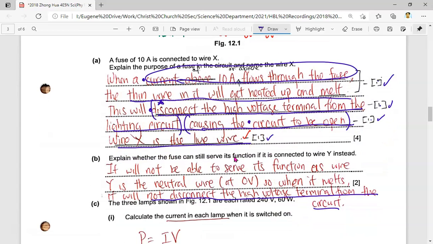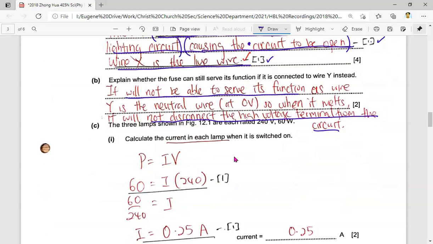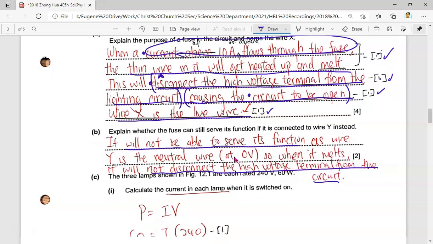So for neutral wire, if you attach a fuse there, it can cause the circuit to be open. However, it will not be able to disconnect the high voltage terminal from the circuit. And hence for part B, whether it can serve its function, it will not be able to serve its function. Because neutral wire is 0, when it melts, it will not disconnect the high voltage terminal from the circuit. So that's for part B.